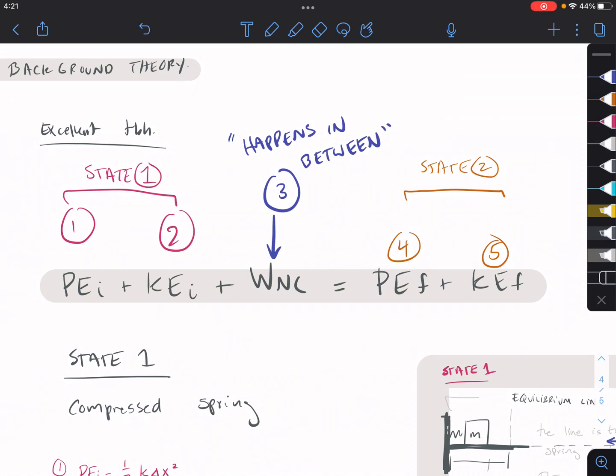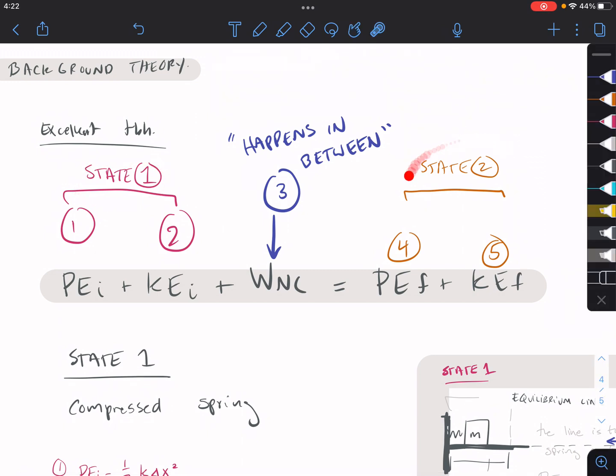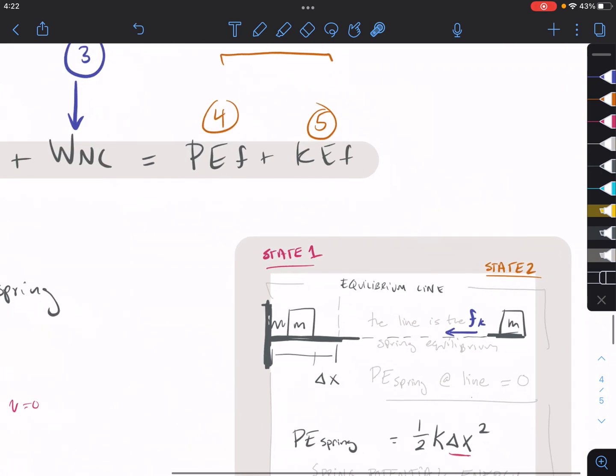Okay, so we have two states. We pick two states in the system. We're going to call these just state one and state two. State one is over here when we start, and state two is at the end. State one is when this block is squished up against the wall, the spring is compressed, and it's not moving. And then state two is when the block is fully at rest.